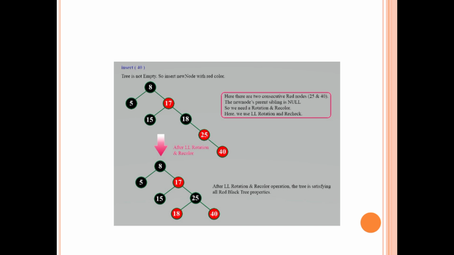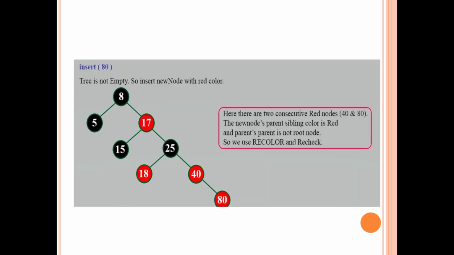Here we have to do the left rotation. Left rotation means 25 comes to the left side of the 17. On the left side we connect 25, and on 25's left side we add 18, and on the right side 14, and we have to change the colors. It means 25's color is changed to black, and 18 becomes red. This is the rotation and recoloring of the red black tree. This is the insertion of the 14.